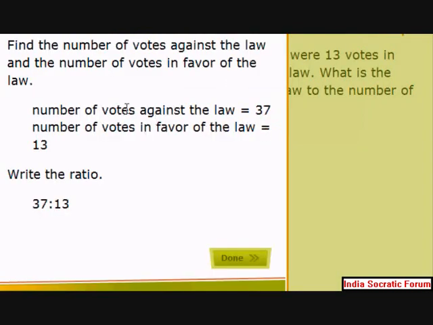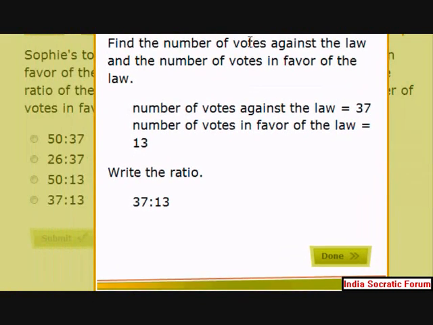Do you know how? Find the number of votes against the law and the number of votes in favor of the law. Number of votes against the law, 37. Number of votes in favor of the law, 13. Therefore the ratio is 37 is to 13.